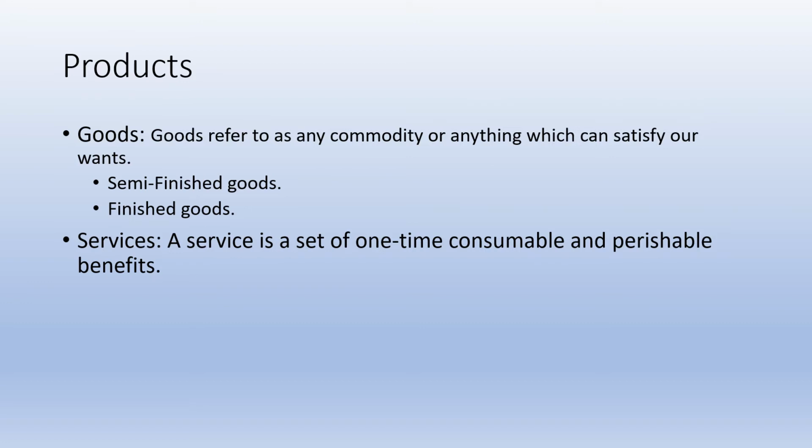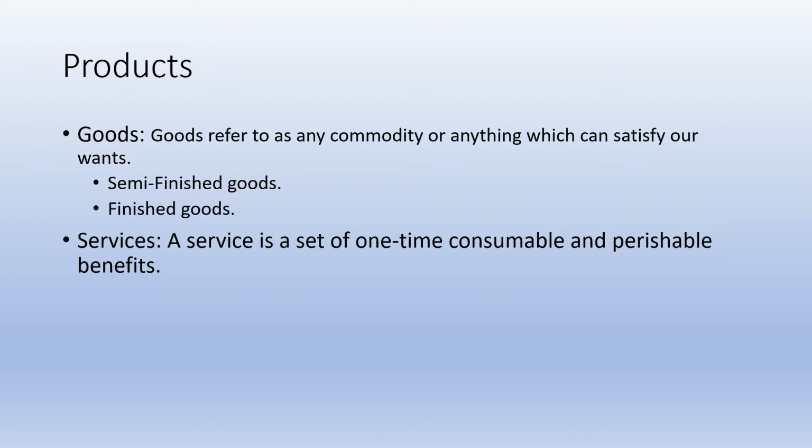So service is a set of one time consumable and perishable benefits. This is a set of activities which flows through, creating benefits for the customers. So this was all about products, divided into two: goods and services. In goods we have semi-finished goods and finished goods. I hope I'm clear with goods and services.